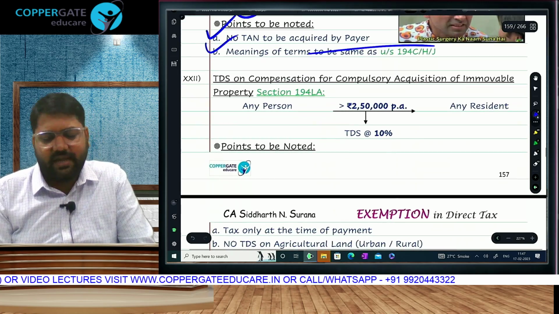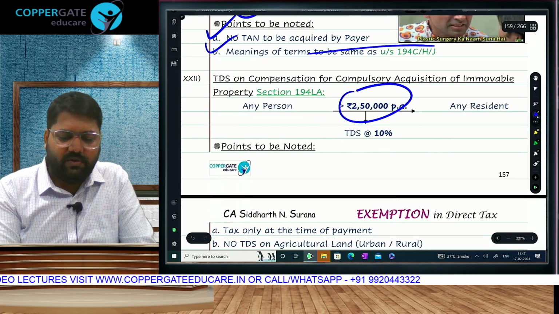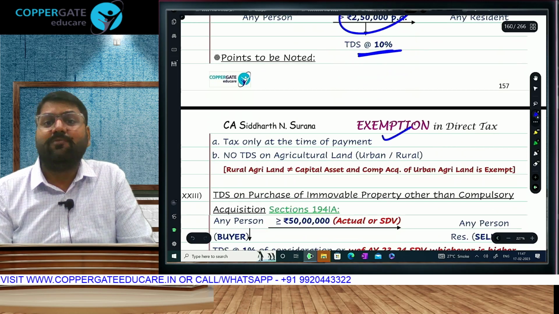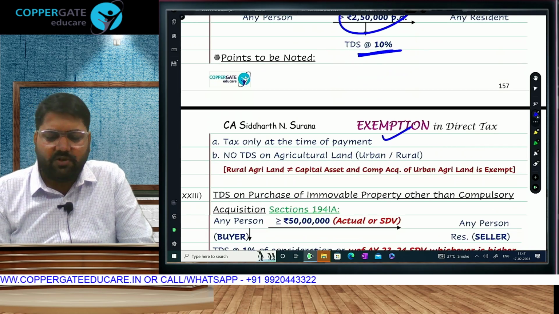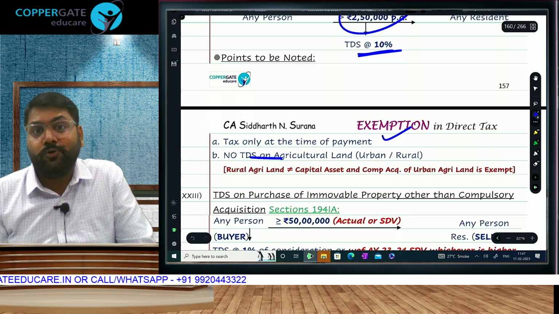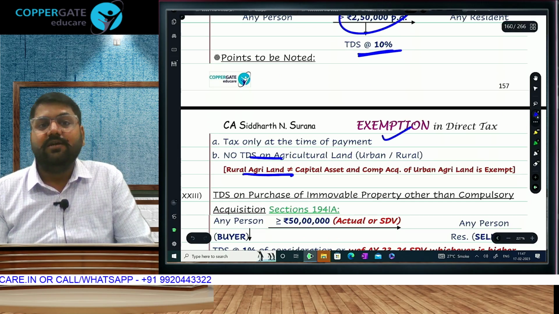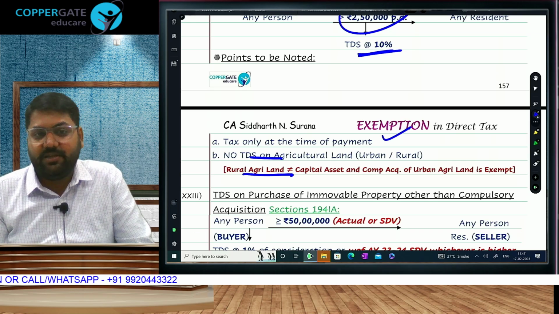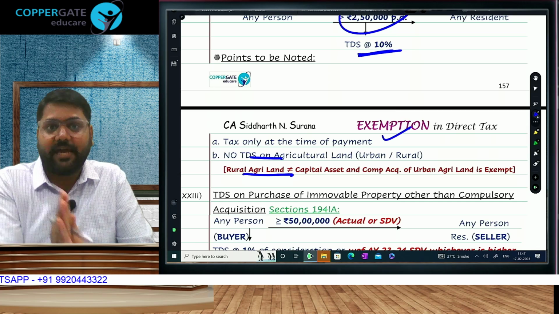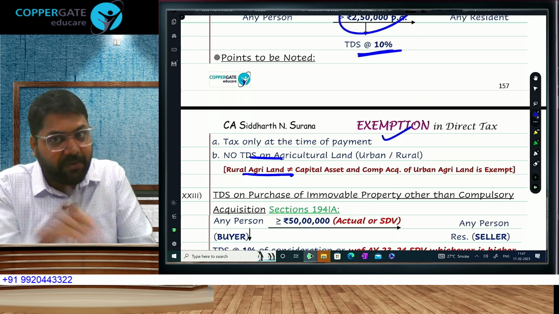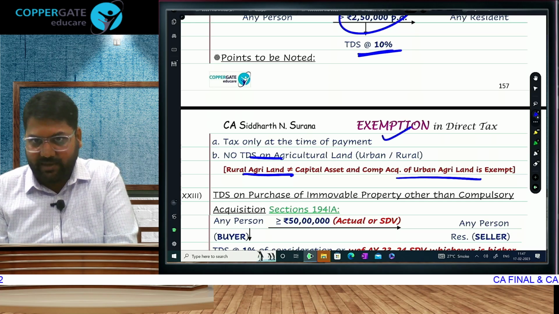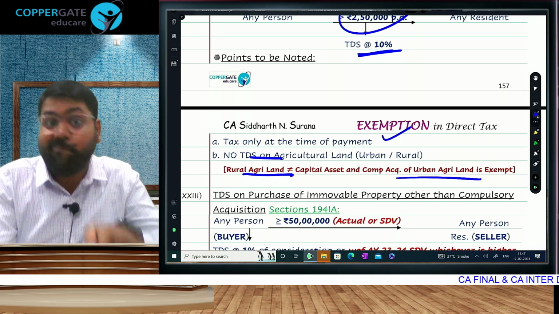Next, compulsory acquisition of immovable property, payment of more than 2,50,000, then 10% TDS will get attracted, obviously only at the time of payment, because this capital gain is also taxable only at the time of payment. And on agriculture land there will be no TDS. Why? Look, rural agricultural land is not a capital asset, so whether sale or compulsory acquisition, no TDS. Urban agricultural land is a capital asset, its sale is taxable under capital gains, but compulsory acquisition of urban agricultural land is exempt. So rural because it is not a capital asset, and urban because its compulsory acquisition is exempt.